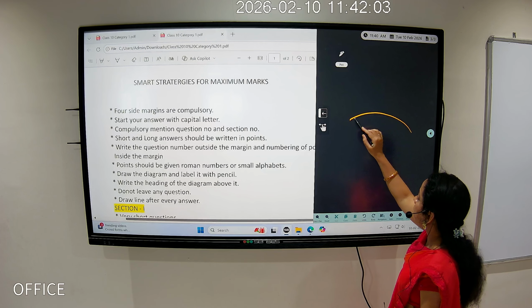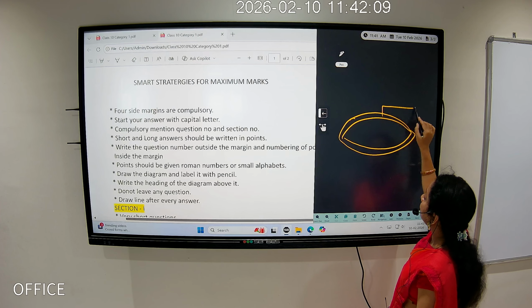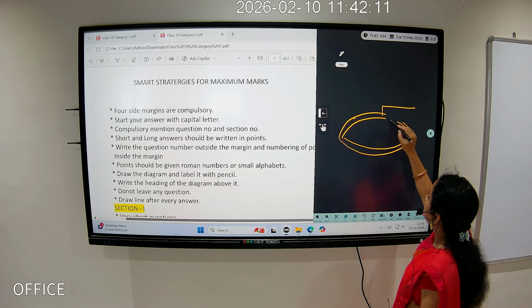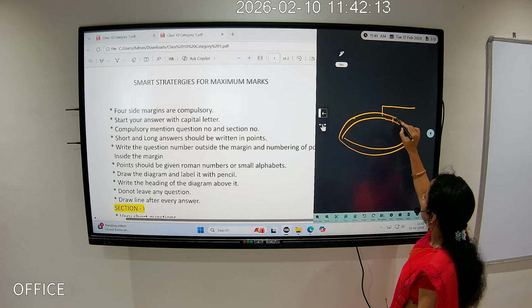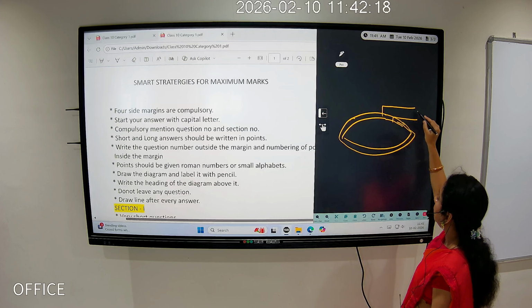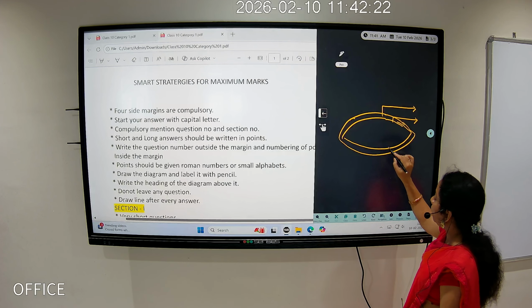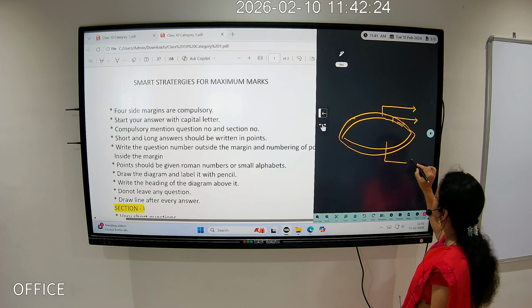For example, if we draw a chloroplast diagram, check out that all the labels will be coming towards your right side. And for these labels, do not put arrow marks like this. It should be only a straight line.